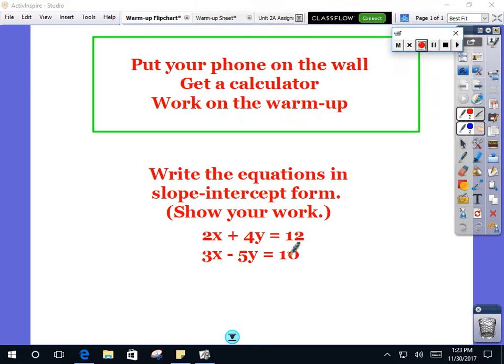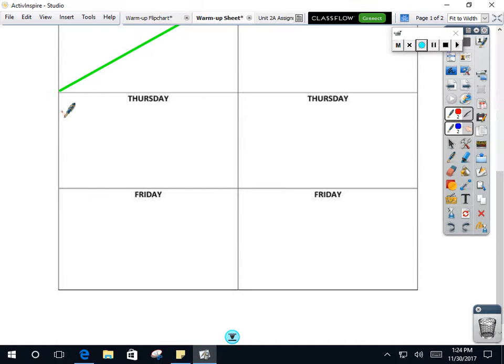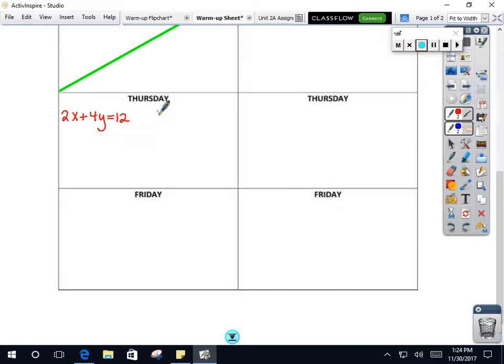So this is your warm-up. You're supposed to be writing it on the warm-up sheet in Thursday's box. So I'm going to transfer there. So 2x plus 4y equals 12 is the first one. 2x plus 4y equals 12. And then the second one is 3x minus 5y equals 10.